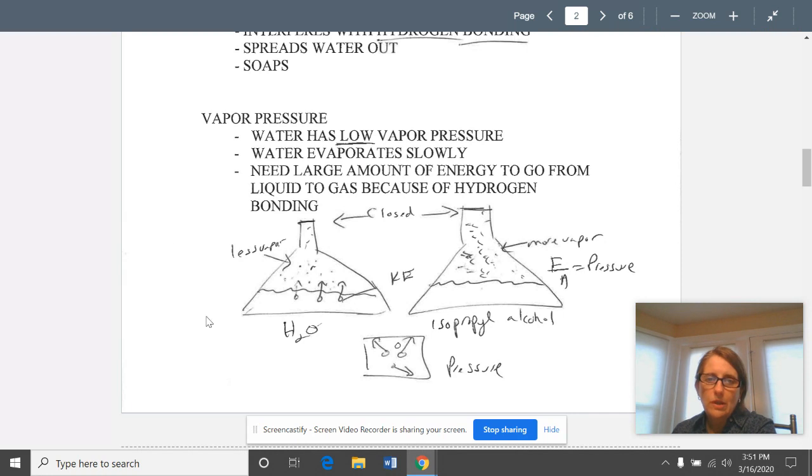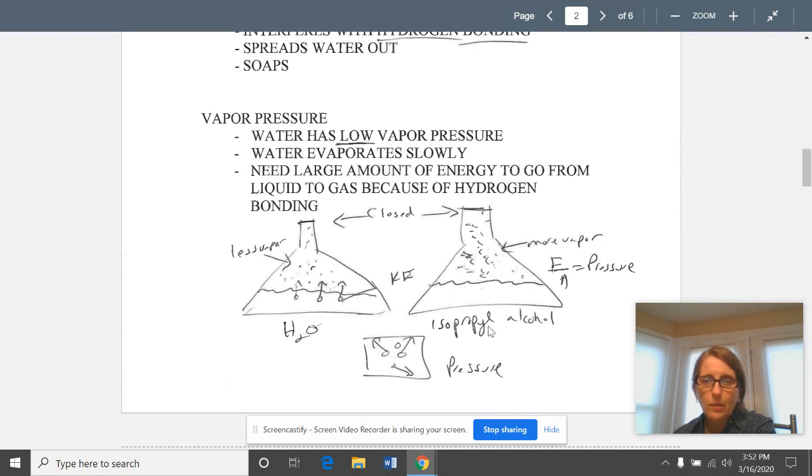What I'm trying to show here on the left is this flask where we have water, and some of those particles have enough kinetic energy to go to vapor phase. In this flask, I will always picture it as closed because otherwise it's hard to imagine what vapor pressure means. So we have this vapor above that liquid, bouncing around the sides of the container and causing a buildup of pressure, which is force per unit area.